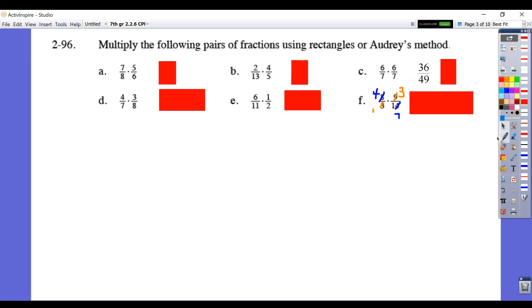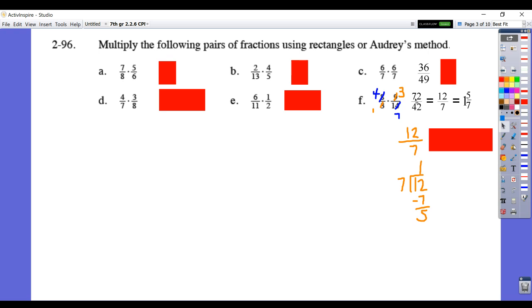So 4 times 3 is 12. 1 times 7 is 7, but that is improper. So we would change it to a mixed number. Remember, if you've forgotten how to do that, you take 12 divided by 7. It goes in one whole time, so that's your whole number. 1 times 7 is 7. Subtract, you get 5. So you end up with 1 5/7, right?